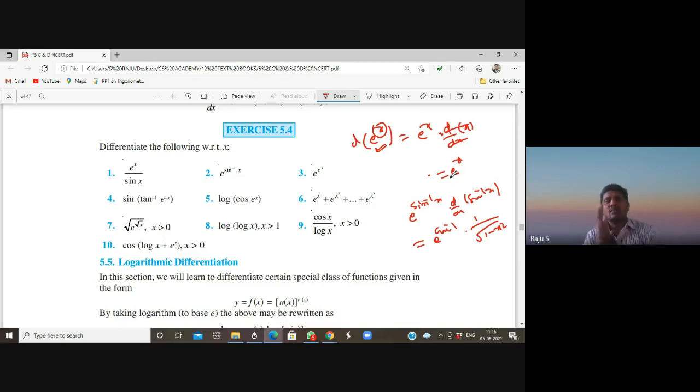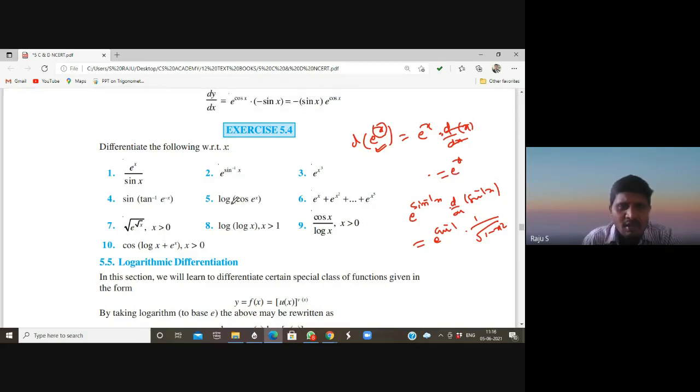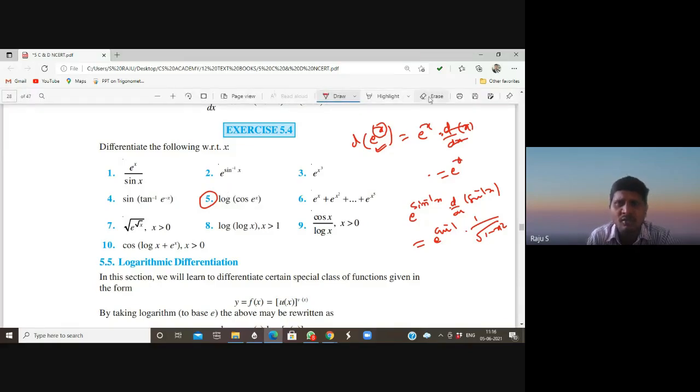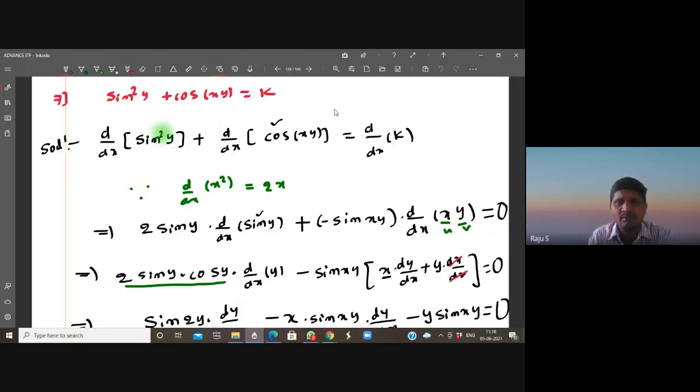Okay, friends, let us start now. 5th question. All students, concentrate here. I'm going to start the fifth question directly. So here also the same. Use chain rule. Using chain rule, first you differentiate log, next you differentiate cos, next you differentiate e power x.